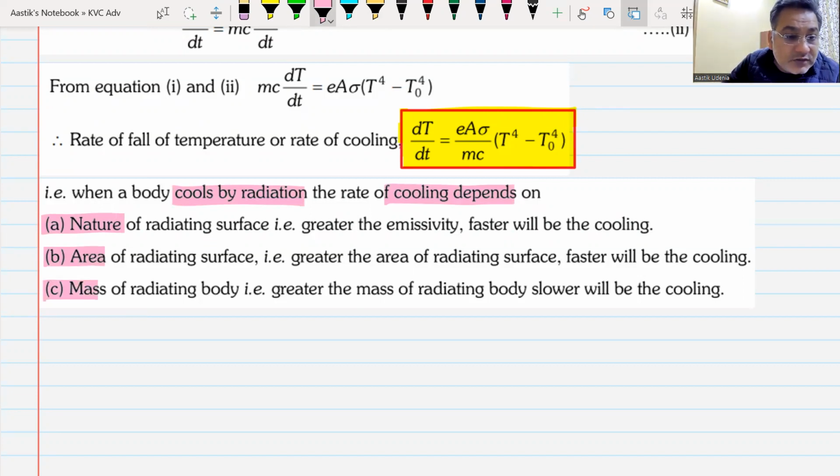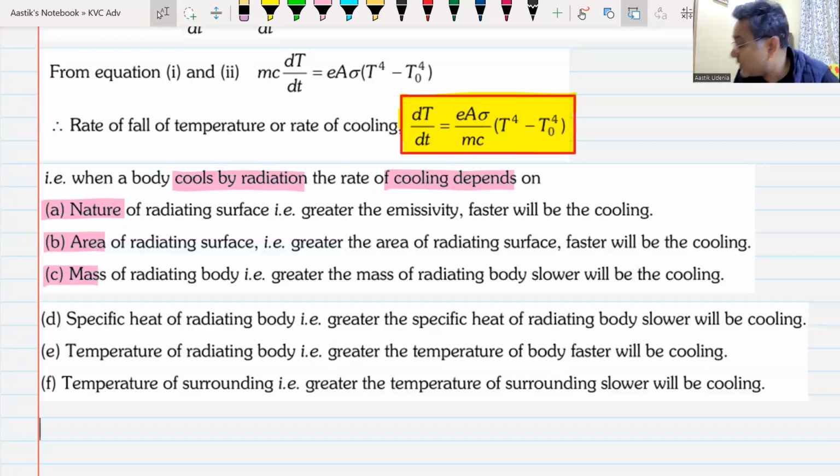Yes or no? Yes. Then it depends on the temperature of the surroundings, it depends on the specific heat, and it depends on the temperature of the body itself. Do we understand all these points? Yes, sir. You'll have to remember them. I'll give you 2 minutes to note them down.